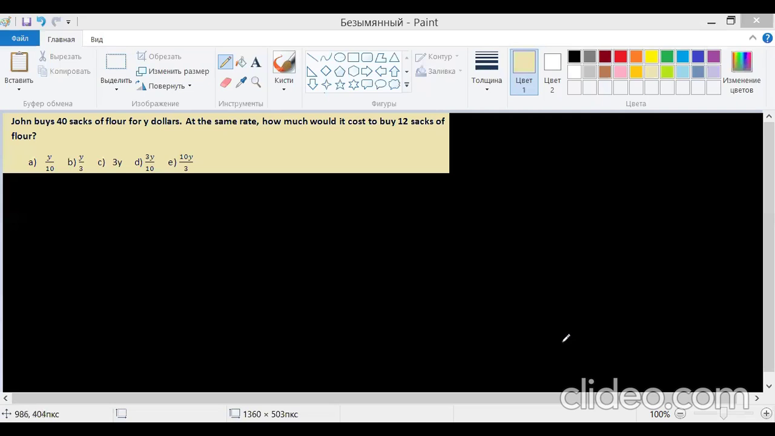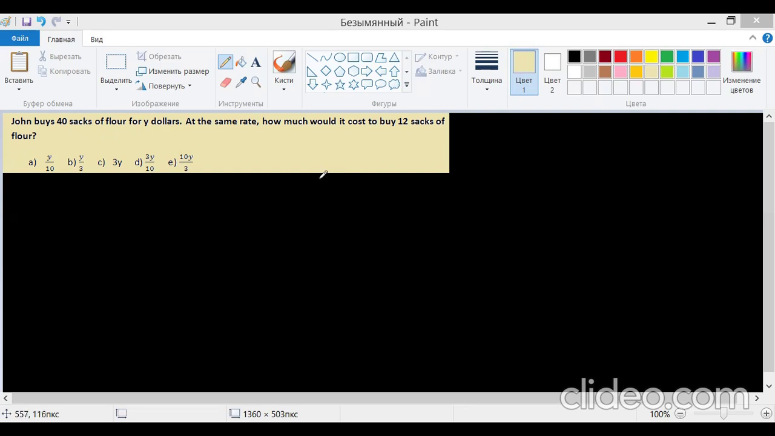So let's proceed to the next question. Here it is. John buys 40 sacks of flour for Y dollars. So Y is the sum of money John paid in order to buy 40 sacks of flour. At the same rate, how much would it cost to buy 12 sacks of flour?